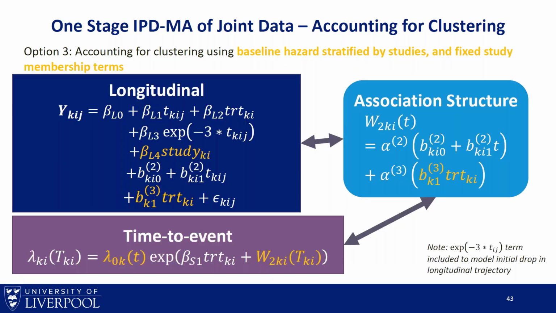The third and final example uses a mix of different approaches. So clustering of data within studies is accounted for in 3 different ways. We've got a fixed study membership term in the longitudinal submodel, the baseline hazard in the time to event submodel is stratified by study, and then we've got a random study level treatment effect that's present in both submodels through the association structure. So a little bit of everything.